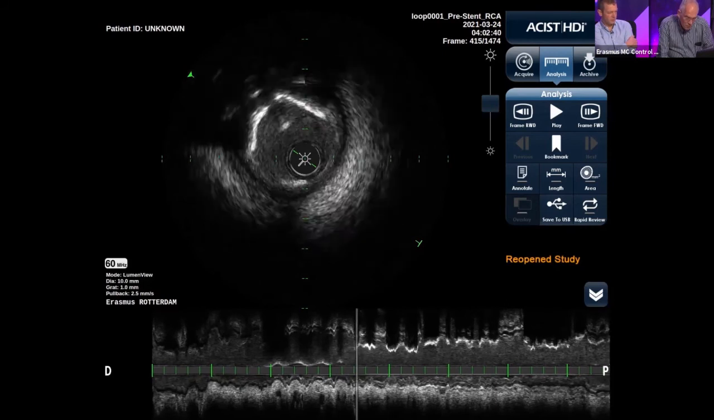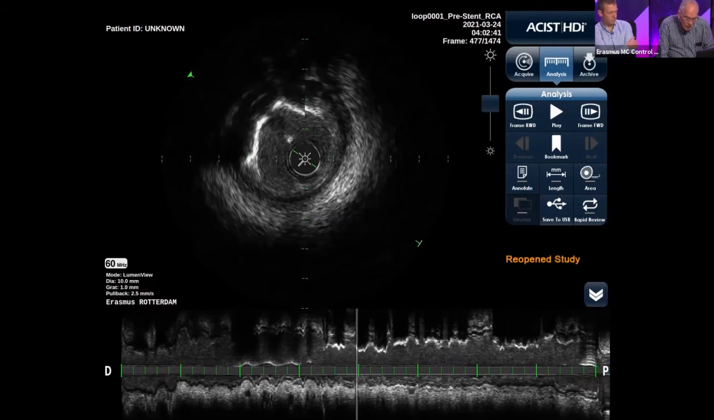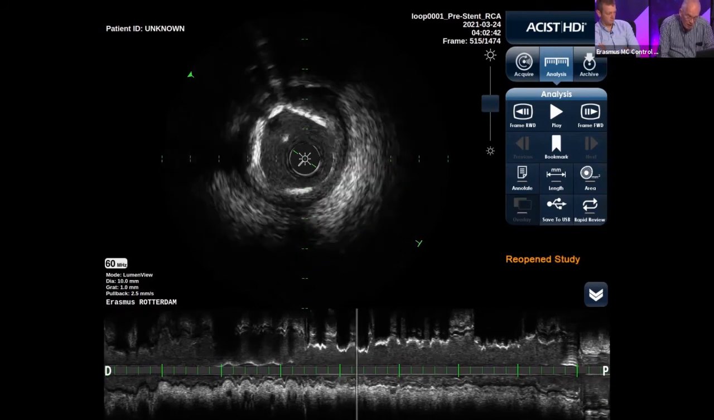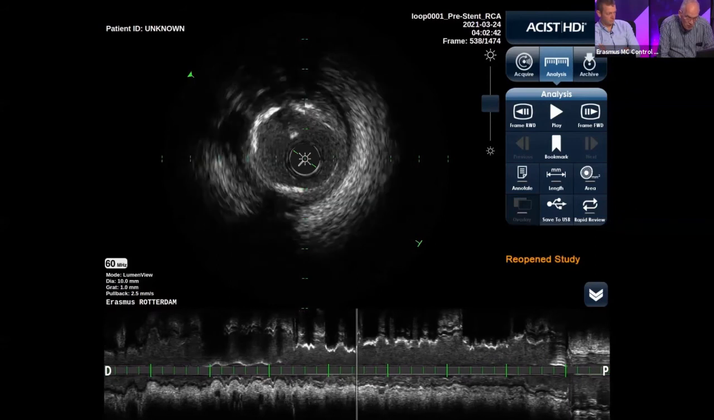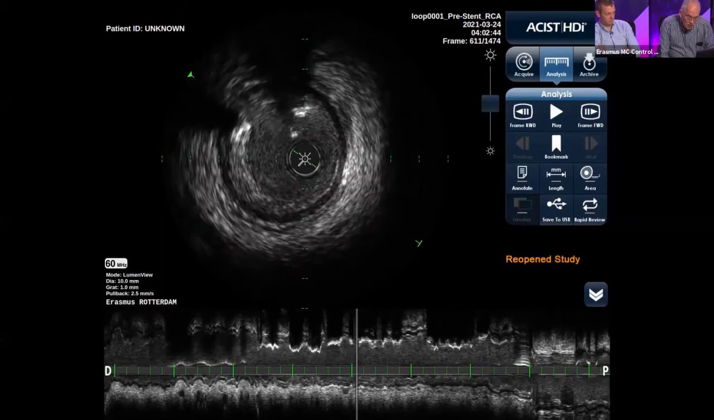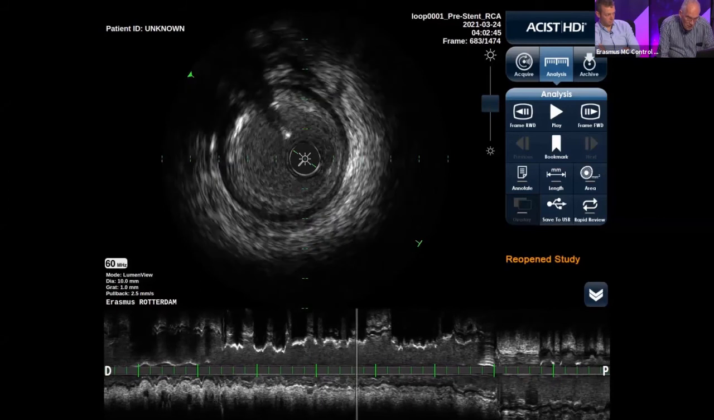Superficial calcium. You see the bright white spot with the black shadow behind that, which is typical for calcium. You see also here more than approximately 90 degrees of superficial calcium in there, and concentric fibrofatty plaque in there. Normally my colleague and I will score this as concentric mixed plaque. That means that there is calcium and fibrofatty, so there is both. So more proximal, we're going to find the problem.